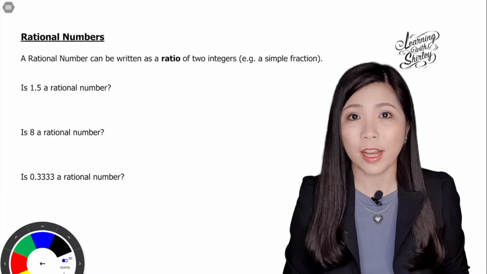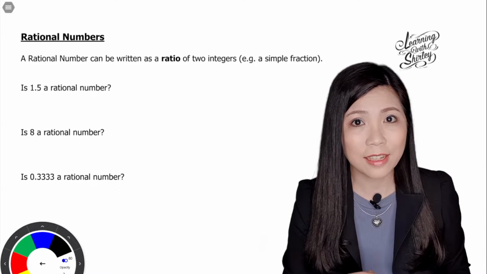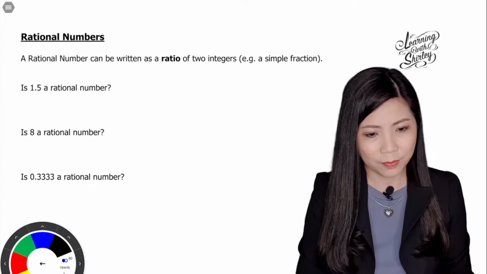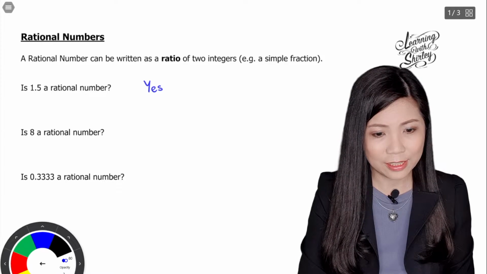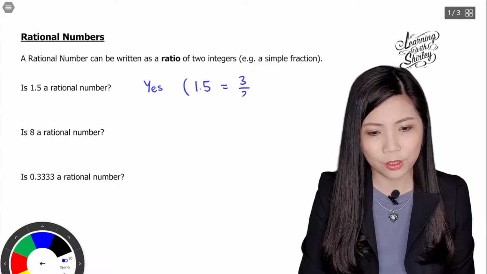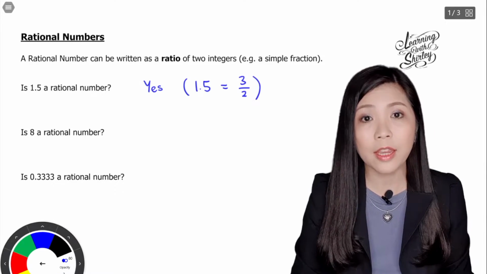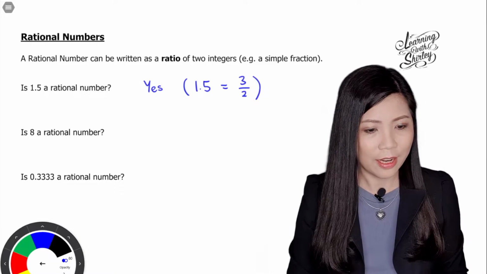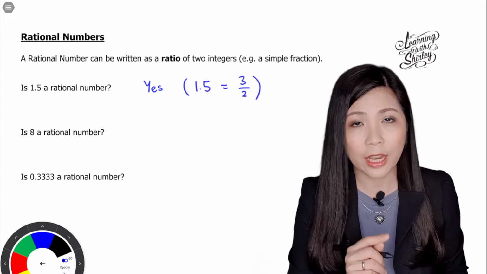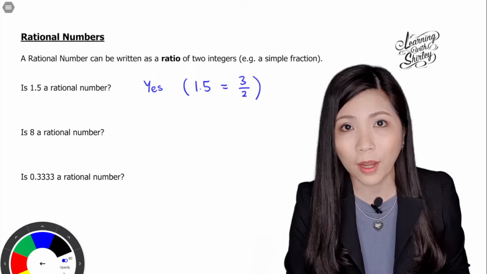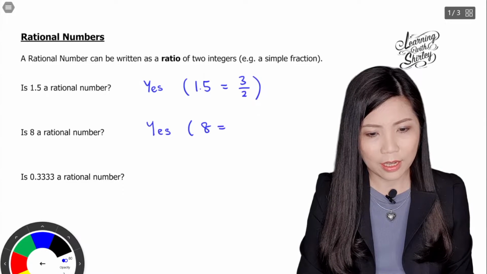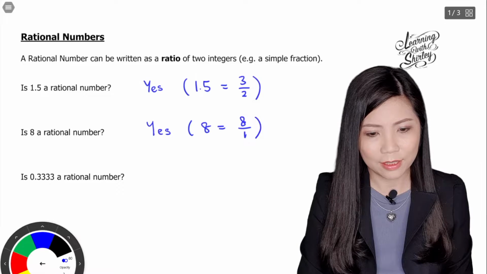Is 1.5 a rational number? Yes, because 1.5 you can change it into a fraction, which is 3 over 2. So I'm going to write here, yes, because 1.5 is equivalent to 3 over 2. So therefore, 1.5 is a rational number. Next, is 8 a rational number? Yes, because 8 you can change it into a fraction, which is 8 over 1. So 8 equals 8 over 1.